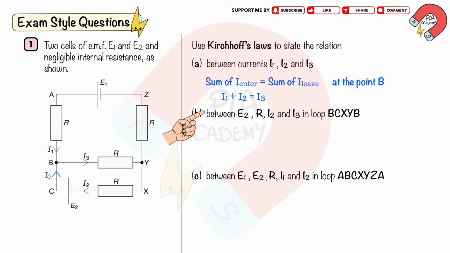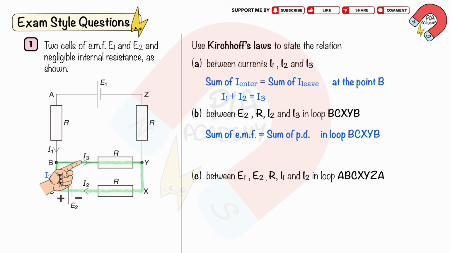(b) The relation between E2, R, I2 and I3 in loop BCXYB. Using Kirchhoff's second law for this relationship, the sum of EMF is equal to the sum of PD in loop BCXYB. The EMF E2 drives a current flow from positive to negative in a clockwise direction. The current I3 flows through this resistor R in the same clockwise direction as the current driven by E2. So I3 is positive.